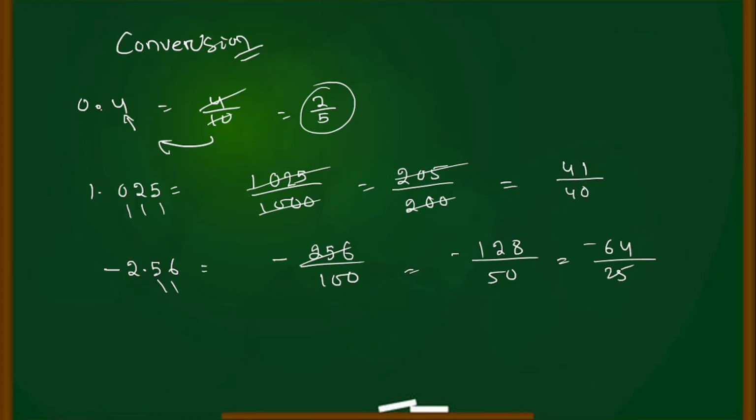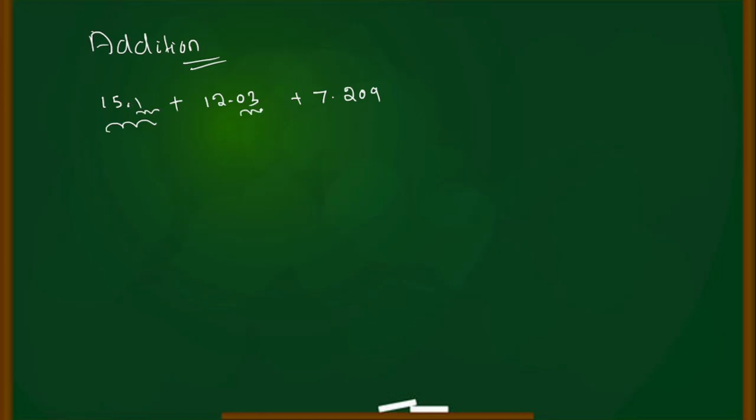Okay. The next concept is the operation, that is the addition and subtraction of decimal numbers. Suppose the example is 15.1 plus 12.03 plus 7.209. First of all, convert into like decimals. What is like decimals? Like decimals means the numbers have an equal number of digits after the decimal.